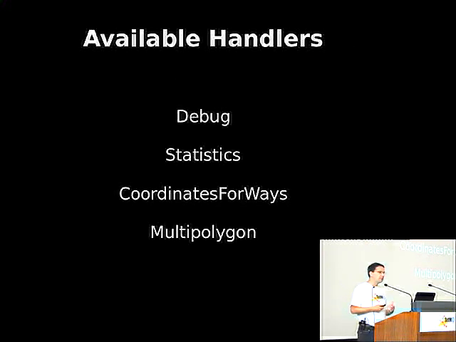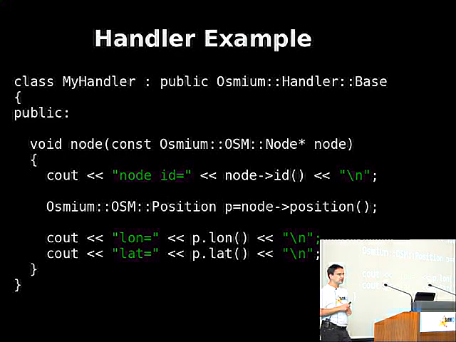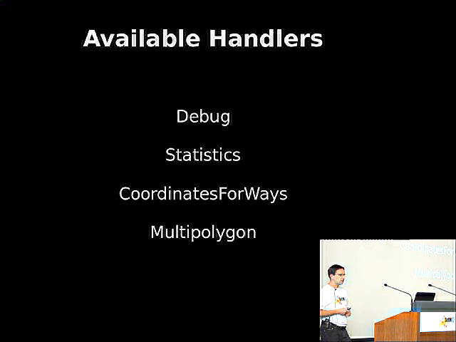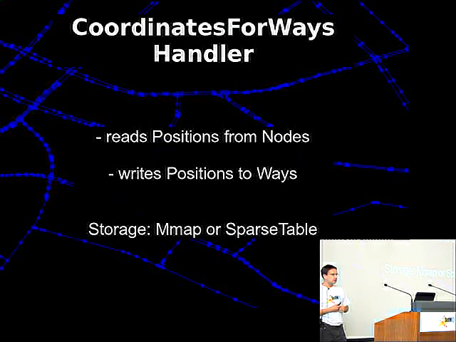There's a few handlers that are already defined in Osmium that you can use out of the box. Some more than this, but those are the interesting ones, probably, that you can use as a model also for your own, or you can use them for some special thing. One is the debug handler, which is similar to the node thing I gave you here. It basically just dumps all the information. There's a statistics handler that adds up a few values, and more interesting are the CoordinatesForWays Handler and the Multipolygon Handler. And I'm going to talk about them now.